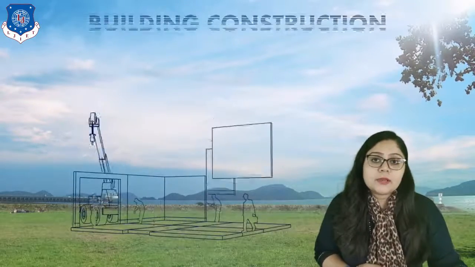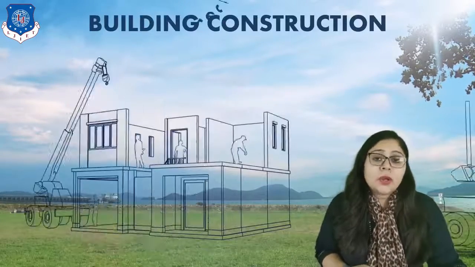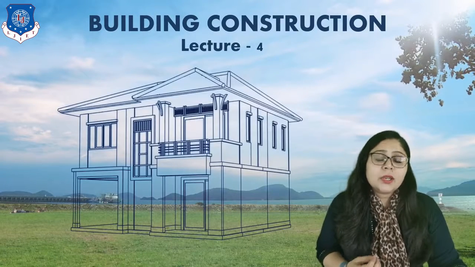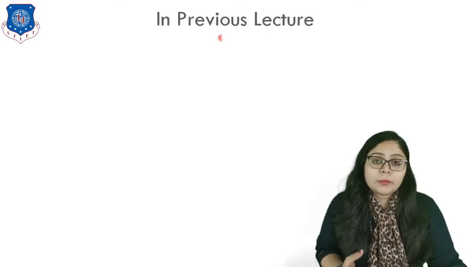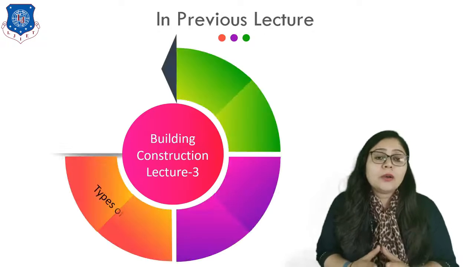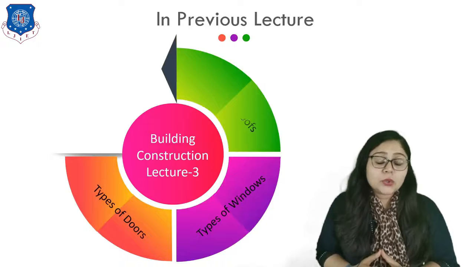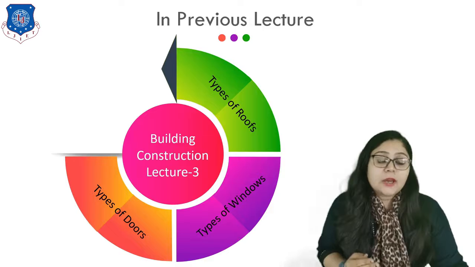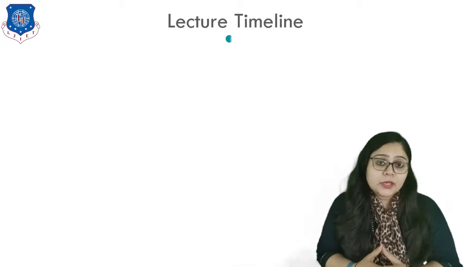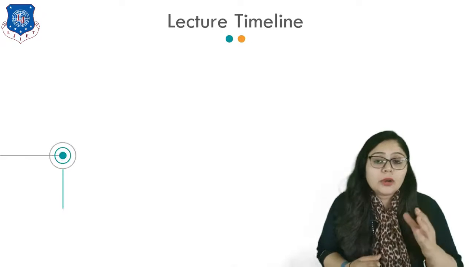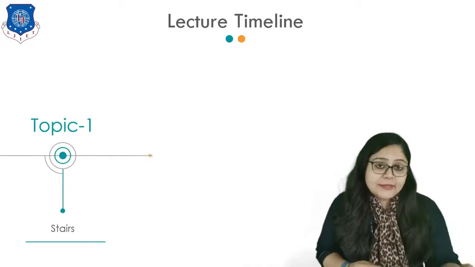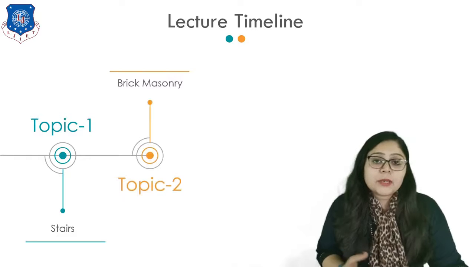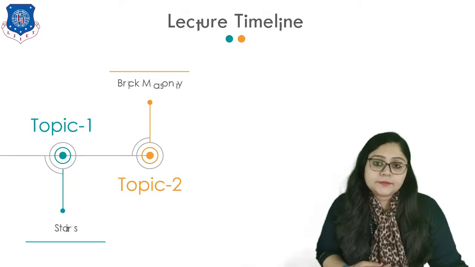Today we are going to discuss building construction. In lecture number 4, we are going to discuss building construction in a bit more detail. But let us discuss what we have learned in our previous lecture. We have discussed types of doors, types of windows and types of roofs, right? In today's lecture, our first topic is stairs and the second topic is brick masonry. So without wasting much time, let's get started.